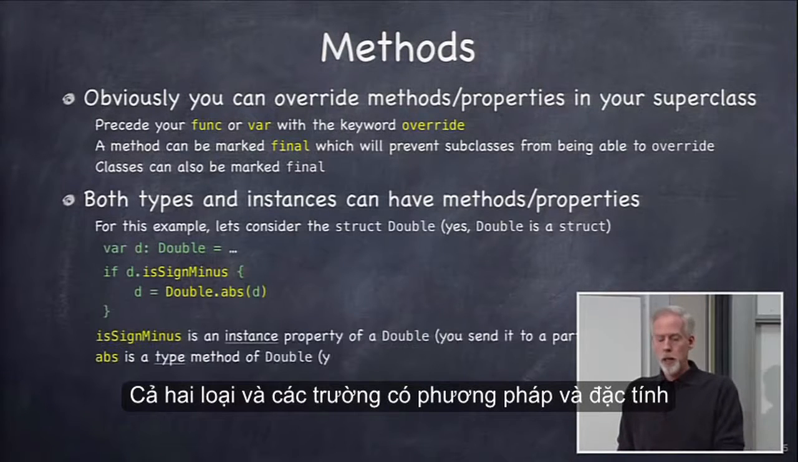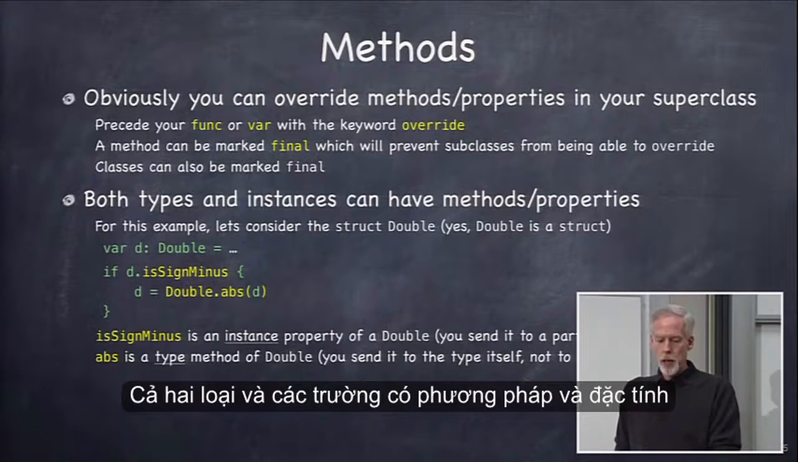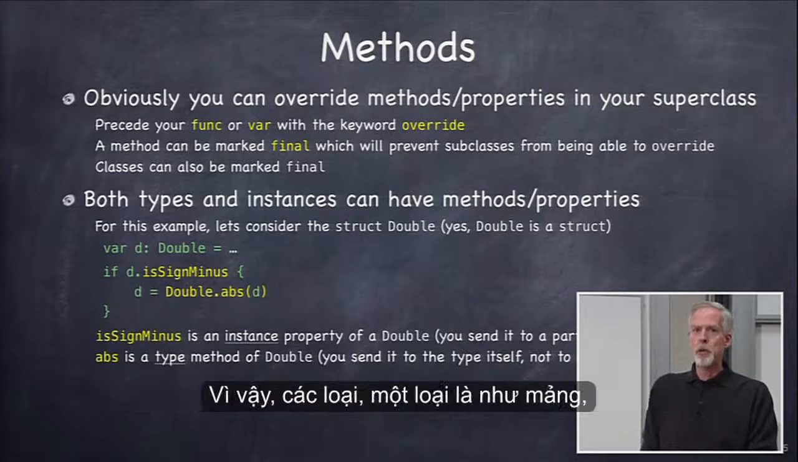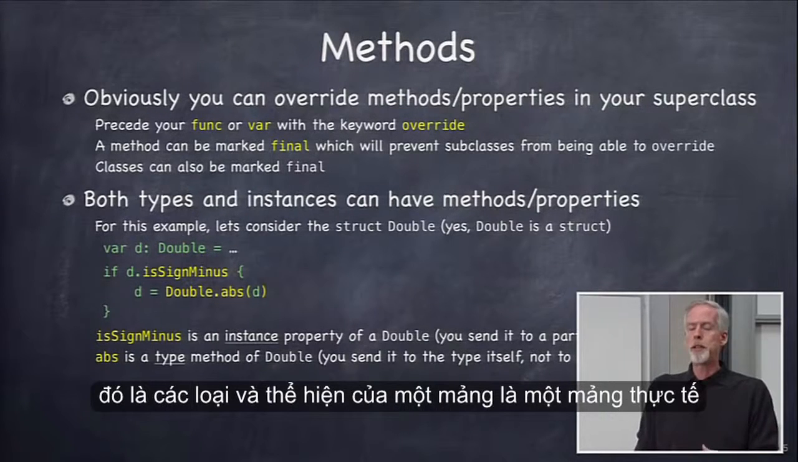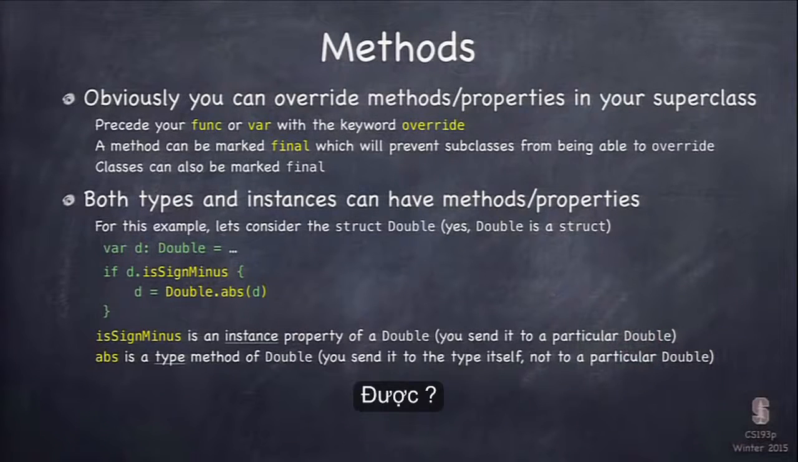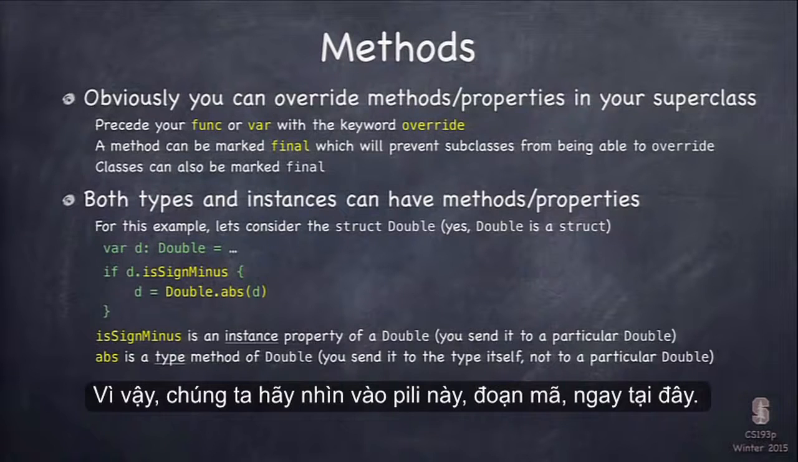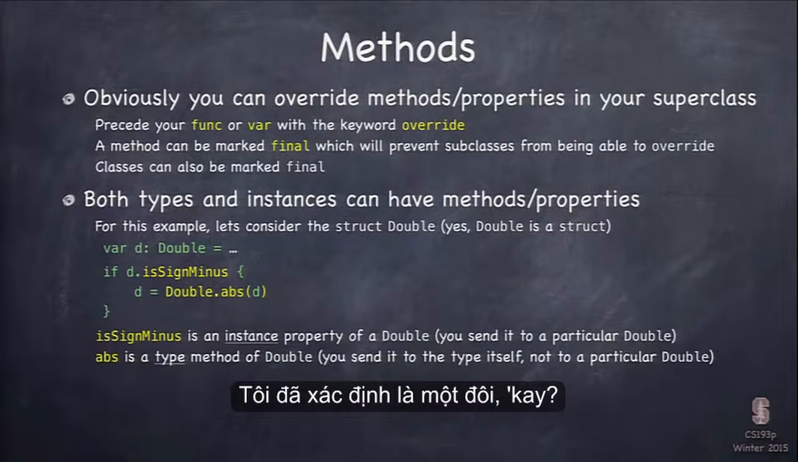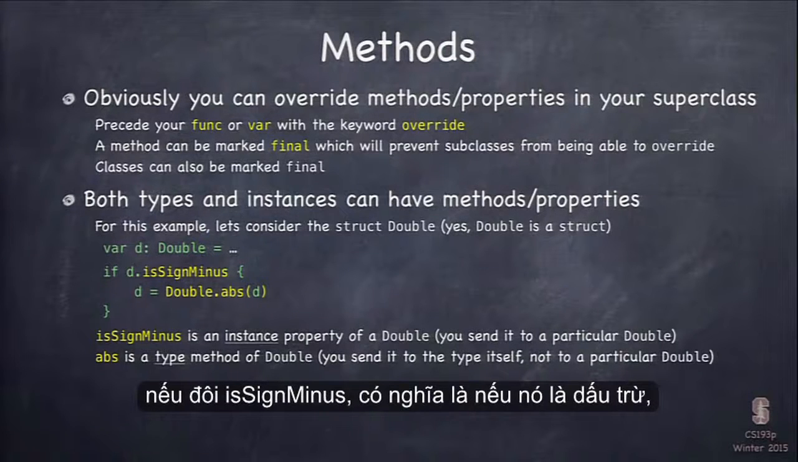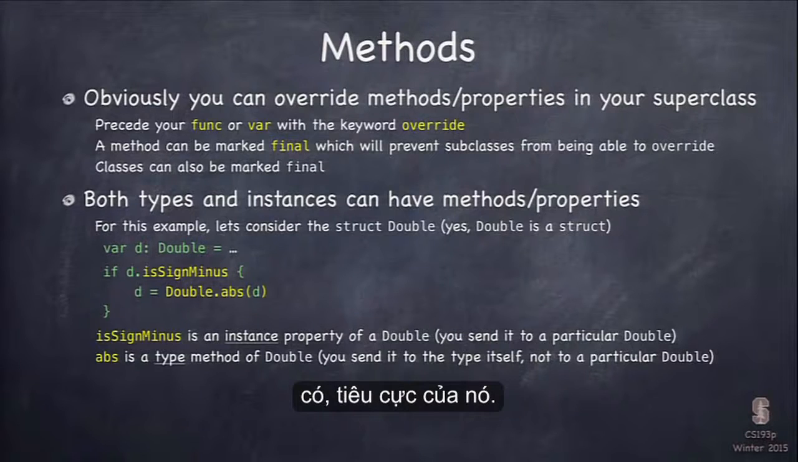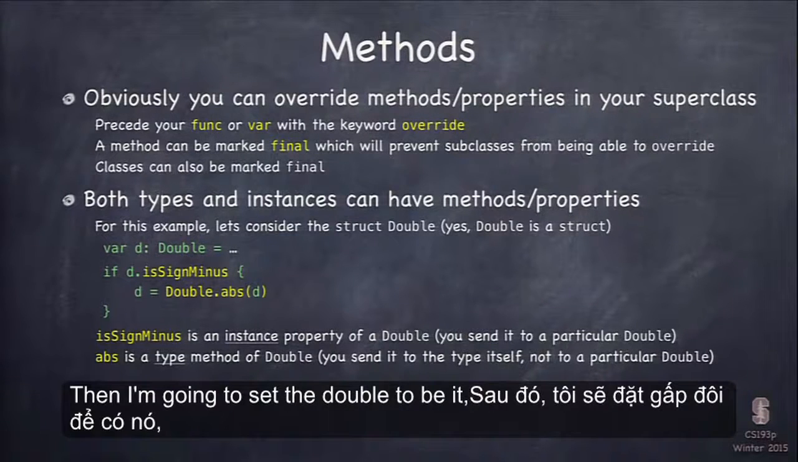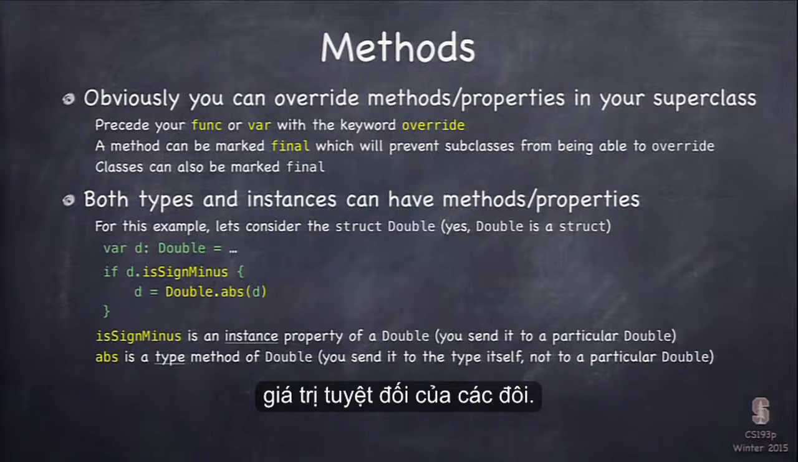Both types and instances have methods and properties. So a type is like array, that's the type. An instance of an array is an actual array with things in it, okay? Let's look at this piece of code right here. I've defined a double, this var, which is a double. And I say if the double is sign minus, that means if it's a minus sign, it's negative, then I'm going to set the double to be the absolute value of the double.